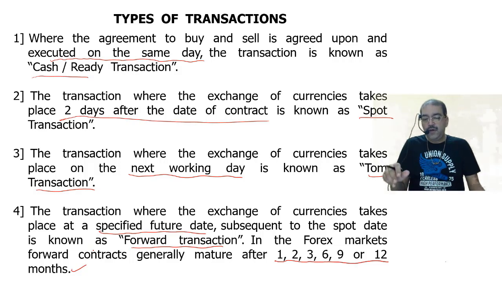Now, after we know what is a forward transaction, we must know what is a forward quote. We have done different types of quotes: direct quote, indirect quote. Now forward quote. So what is a forward quote? A transaction where the settlement date is after the spot date. What is a spot date? 2 days. Spot transaction, 2 days. After the spot date, if it is entered into for a period of 1 month, 2 months, 3 months, 6 months, 9 months, 12 months, then we have what is called a forward rate or a forward quote.